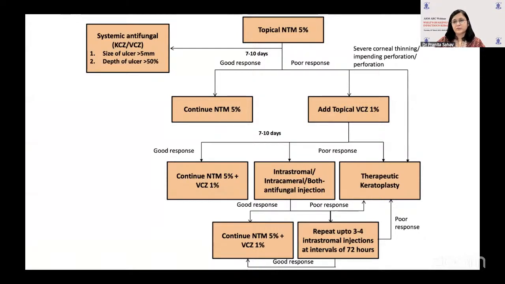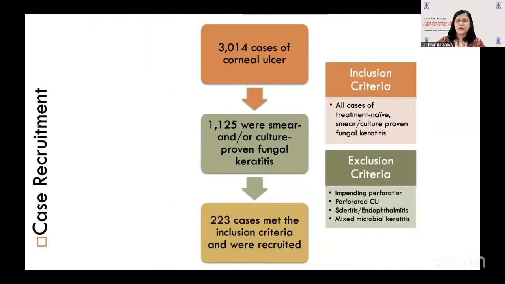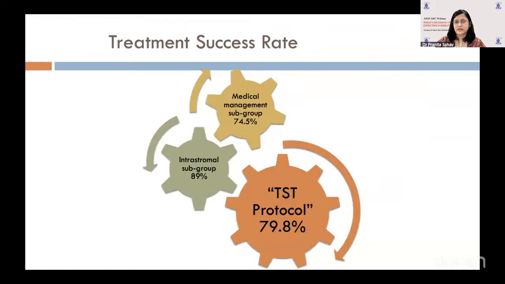If at 1 week there is poor response to the combination therapy, intrastromal or intracameral injections can be given in these patients. At maximum, 3 to 4 injections can be repeated at 72 hours. And if there is no response to that also, therapeutic keratoplasty is the last resort. And in the protocol of treatment, anytime if there is severe corneal thinning or perforation or impending perforation, therapeutic keratoplasty was done. So 223 cases that met the inclusion criteria were recruited in this study.